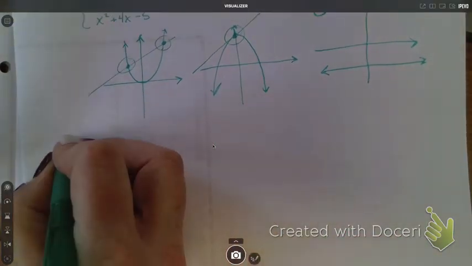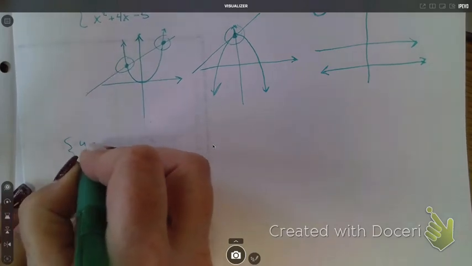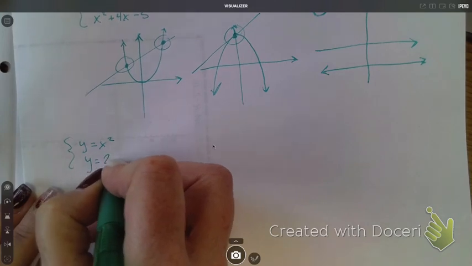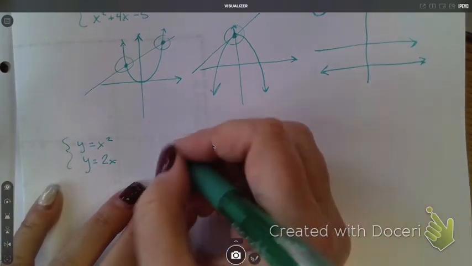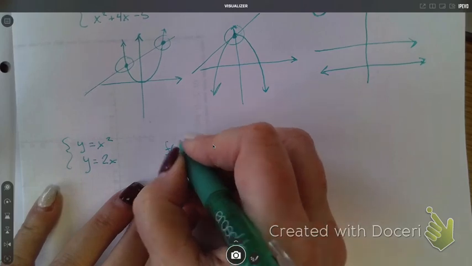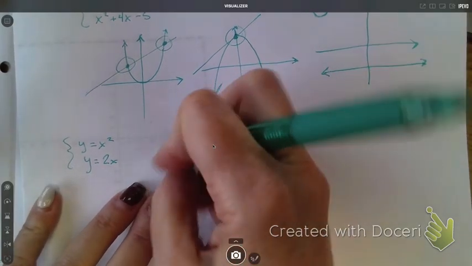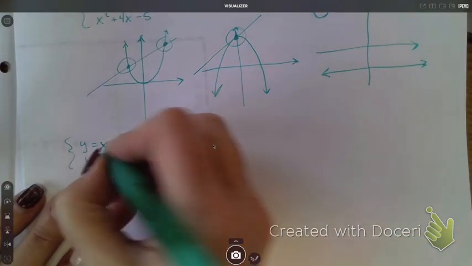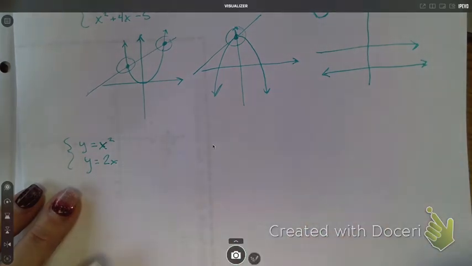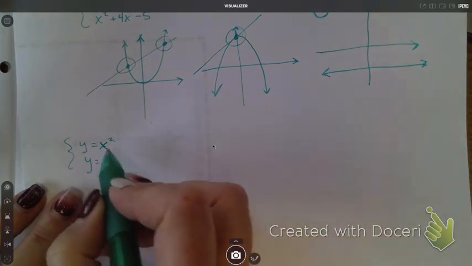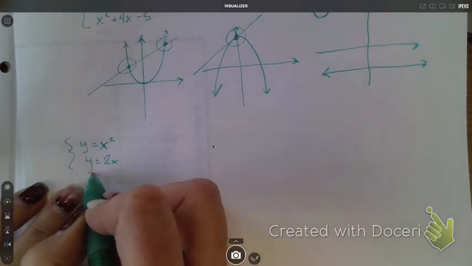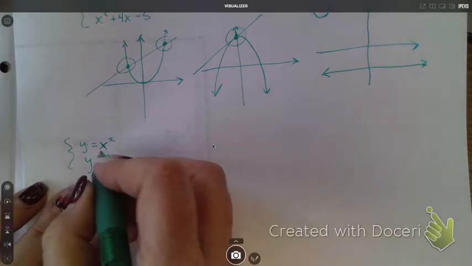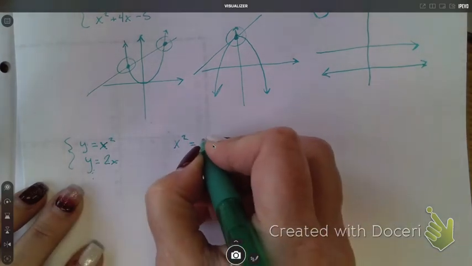Okay, so the first one I'm going to have is y equals x squared and y equals 2x. Now, I'm not going to graph them. You guys kind of stink at graphing them once in a while. So couldn't I just set them equal to each other? They're both equal to y, so they're equal to each other. That's the transitive property. So x squared equals 2x.